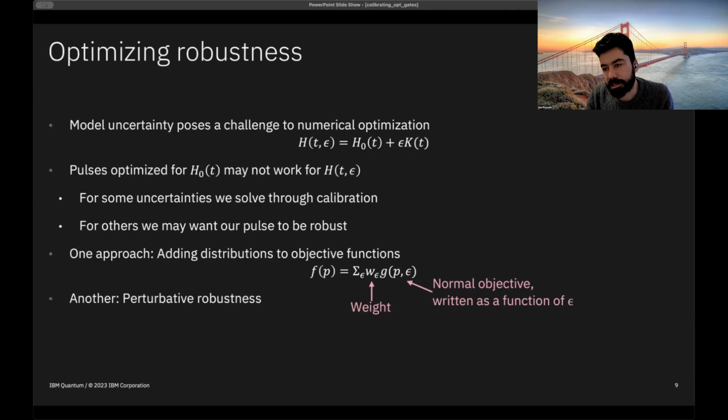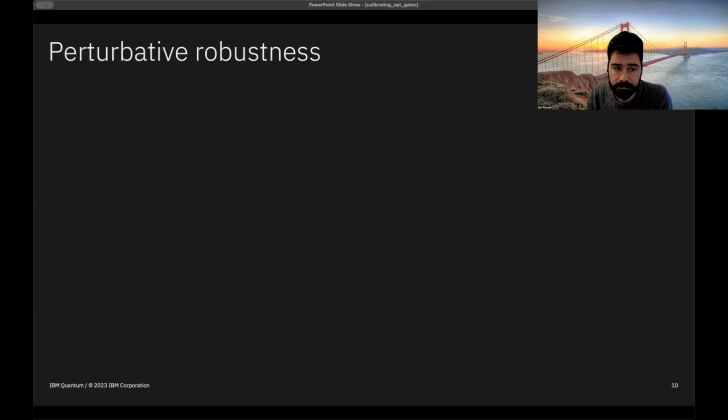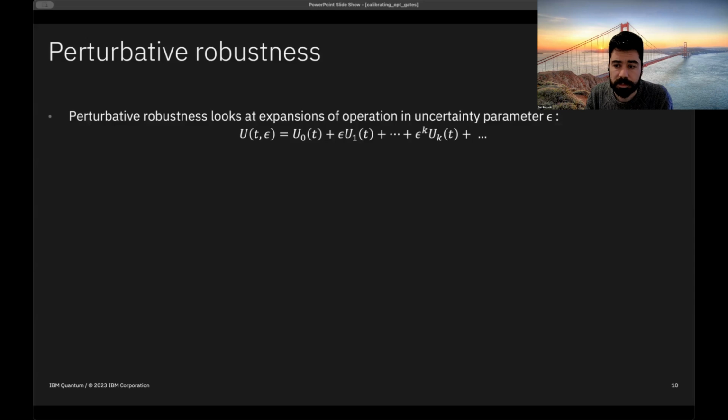But another approach, which I want to talk about because we use it in our research, so I just want to give some context for that, is perturbative robustness. So perturbative robustness, rather than using distributions, is kind of like a pseudo-analytic thing. I mean, it's still fully numeric when we do the calculations, but it's based on perturbative expansions. So perturbative robustness looks at expansions of the operator, of the operation, say the unitary, and the uncertainty parameter epsilon.